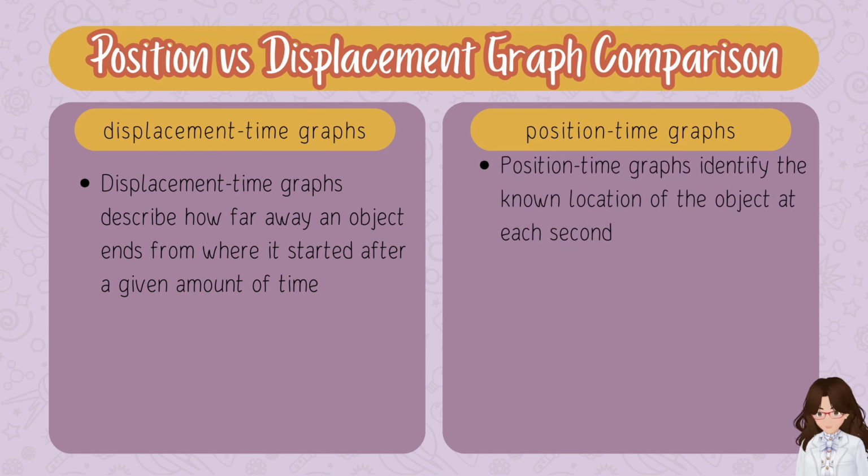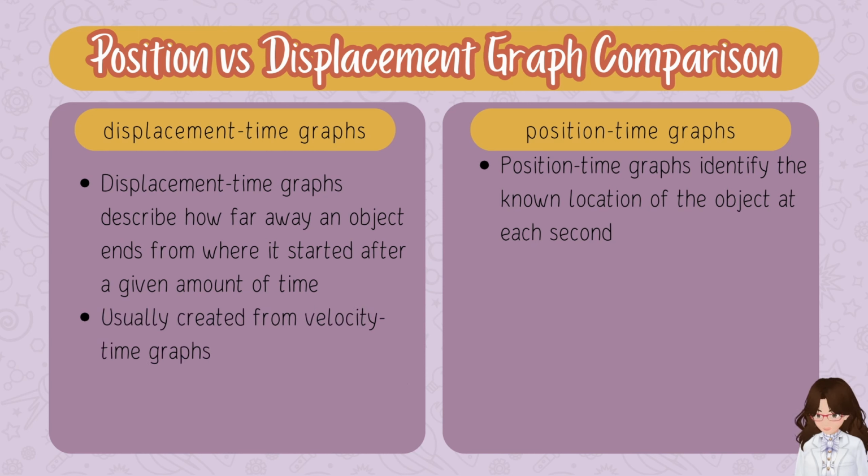In comparison, what we have been looking at is position time graphs, and they identify the known locations of an object after each second. I have a really great video that breaks down everything you need to know about motion time graphs, and I'll link it above. It's awesome. I highly recommend watching that video if you haven't seen it yet before you watch this one.